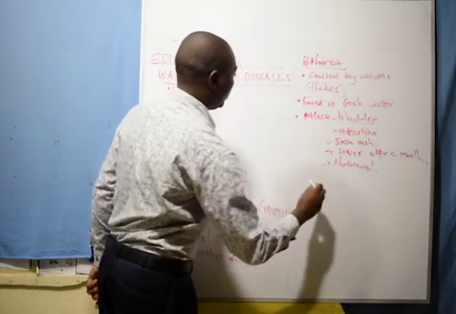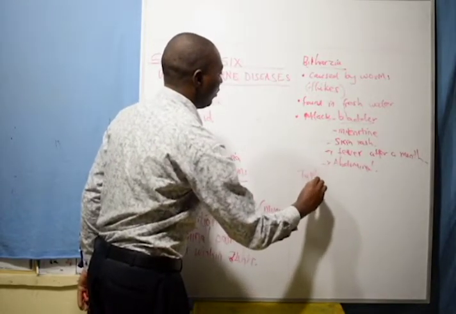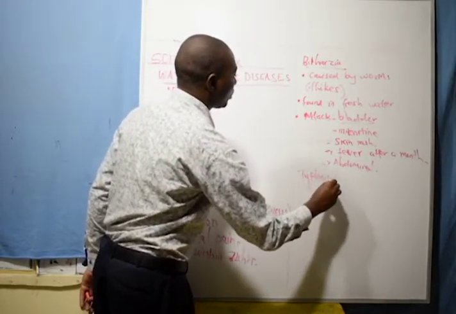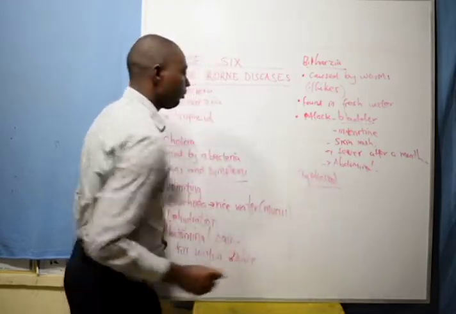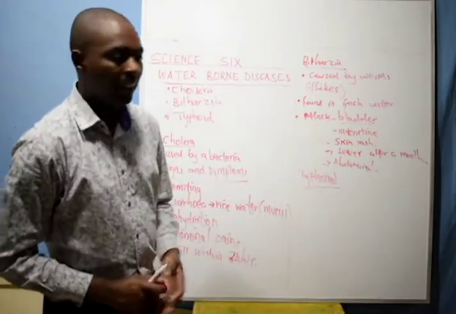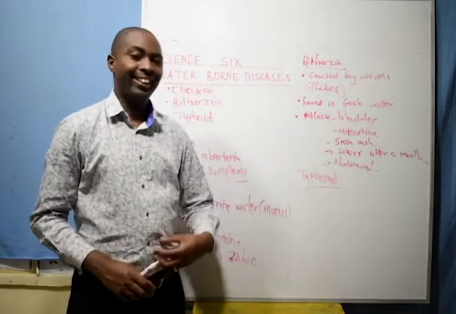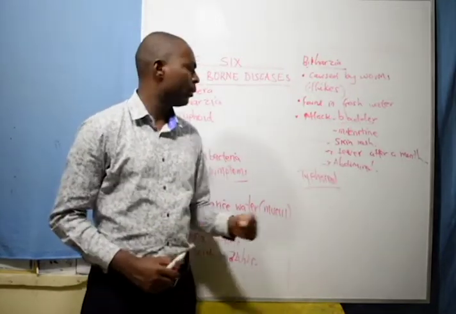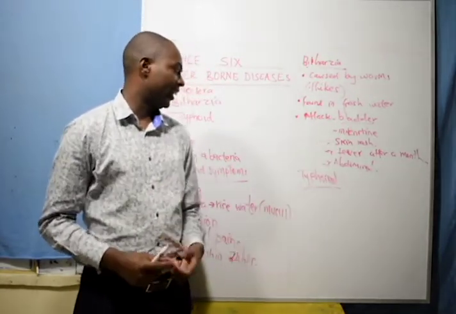The last waterborne disease is typhoid. It is also known as typhoid fever. It mostly attacks the intestine. In Kiswahili they call it homa ya tumbo, because it affects the intestine.